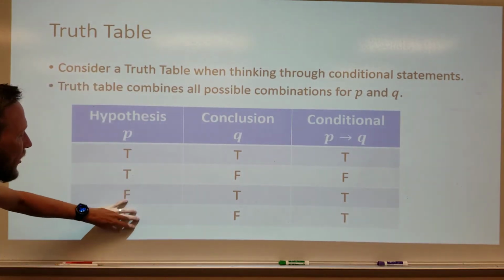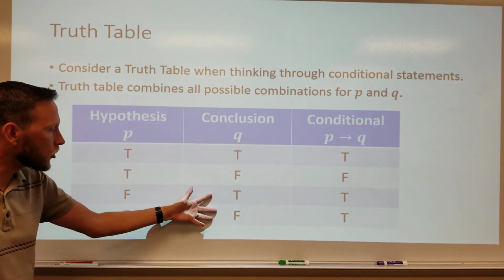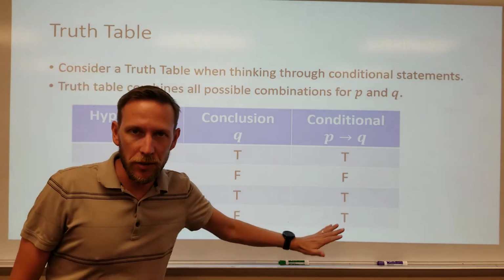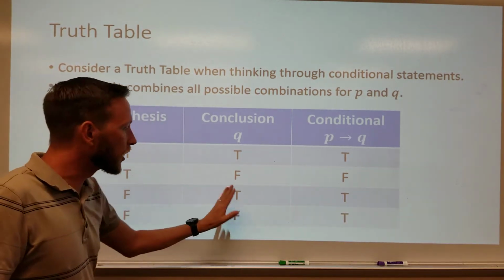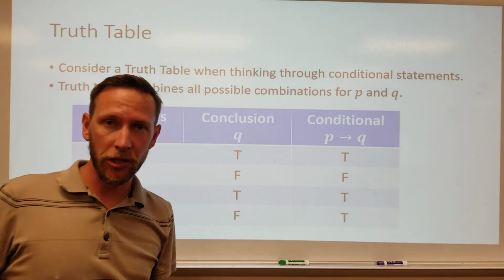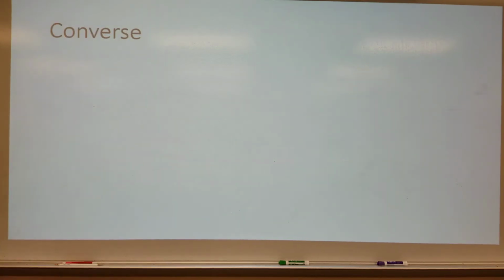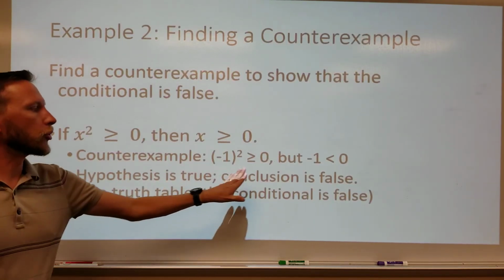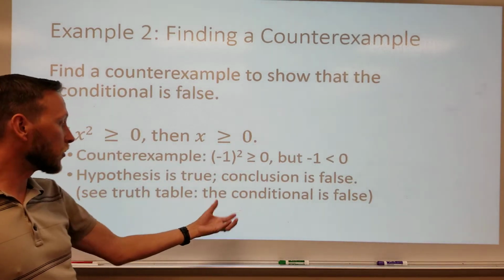All right? If our hypotheses are false, then the conclusion doesn't matter. Our conditional will always be true. I know it feels a little bit backwards, but if our hypothesis is false, regardless of the conclusion, we will have a true conditional statement. I know that feels awkward, but that's the way that we are going to approach this. All right, so kind of keeping that in mind, the hypothesis is true, the conclusion is false. Based on the truth table, that conditional statement is going to be false.